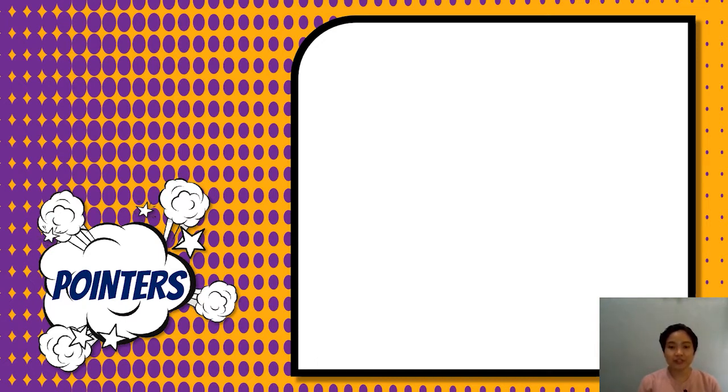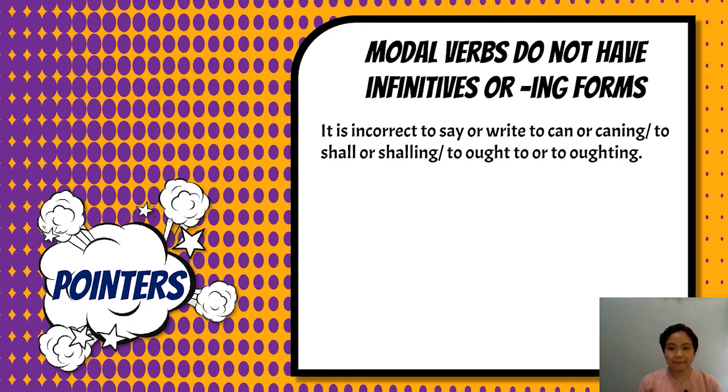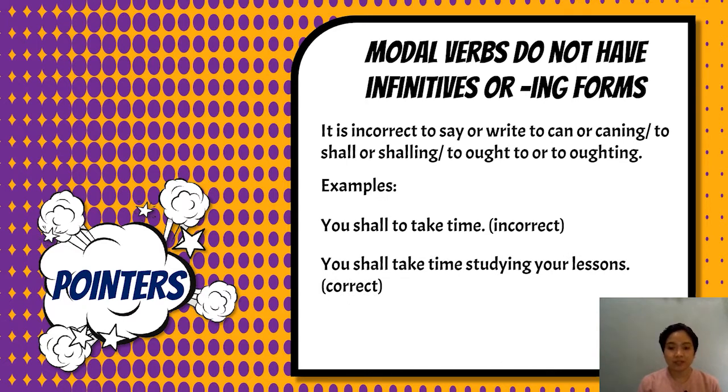Remember the following pointers. Modal verbs do not have infinitives or ing forms. You cannot say or write to can or canning, to shall or shalling, to ought to or to oughting. Let's have examples. You shall to take time. This is incorrect. It must be, you shall take time studying your lessons. Another, I ought to know the truth about it.